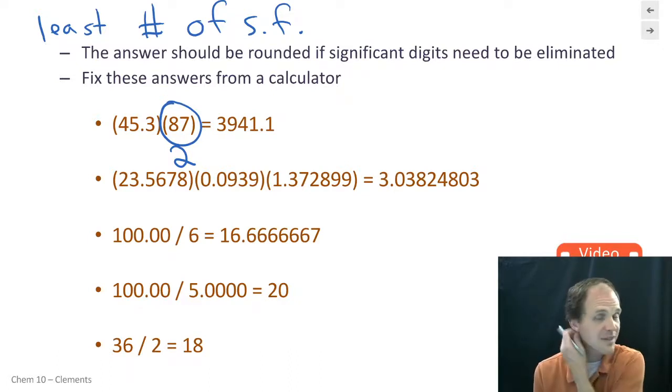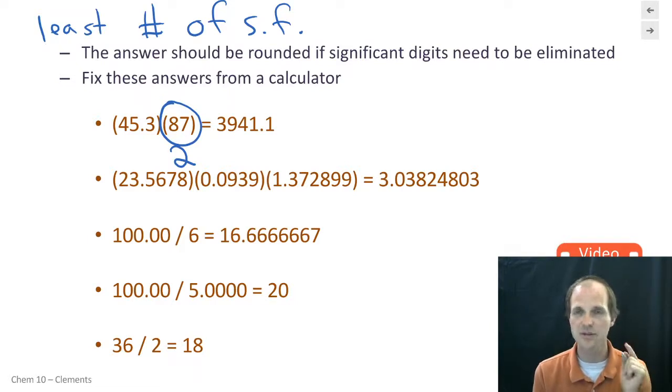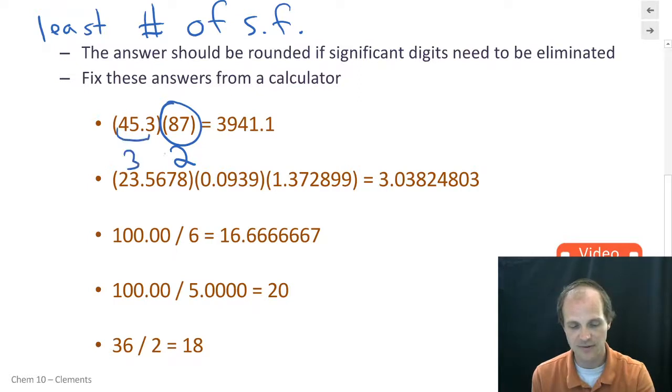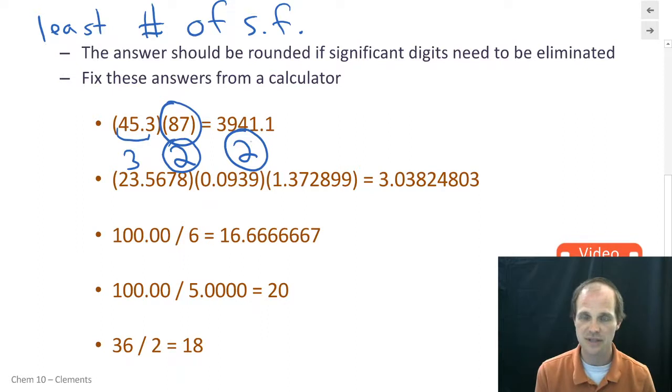And so when we report the answer to this one, what we're saying in these rules is that since we only know 87 to two significant figures, we're only going to know the answer to two significant figures. 45.3 has three significant figures, but we always choose the lesser. And so we're only allowed to have two significant figures in our answer. And so what we have to do is round 3,941.1 to two significant figures.